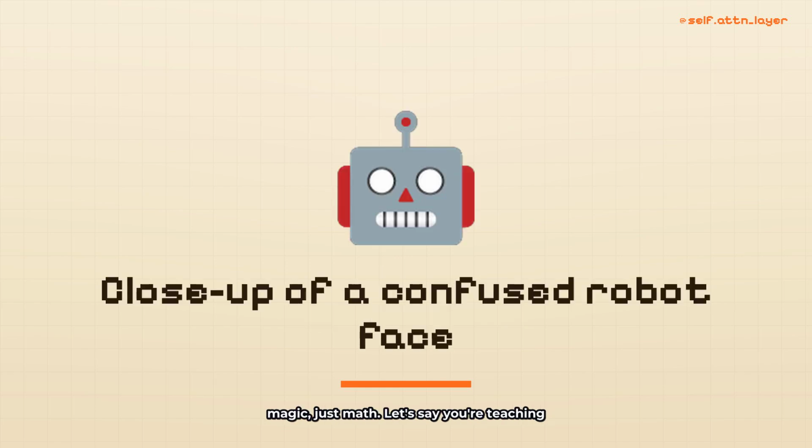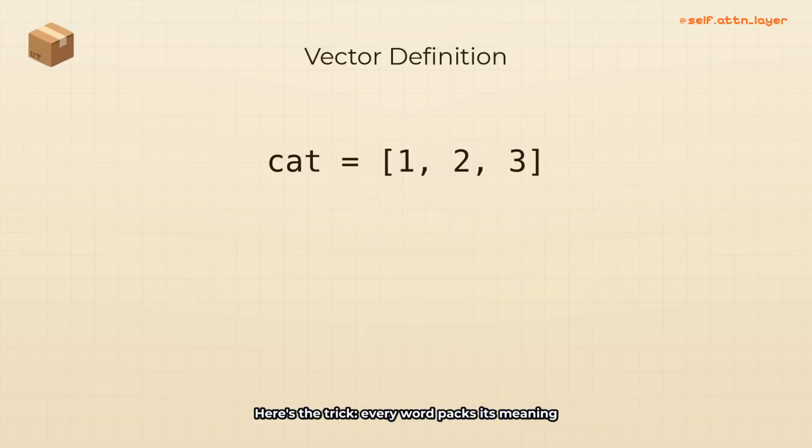Let's say you're teaching a robot to read words. It starts with a simple rule. Every word means the same thing every time. But life isn't simple. The word bark can mean a dog's sound or the outside of a tree. How does the robot know which one to pick? Old tricks like fixed rules fail. We need something smarter. Here's the trick.